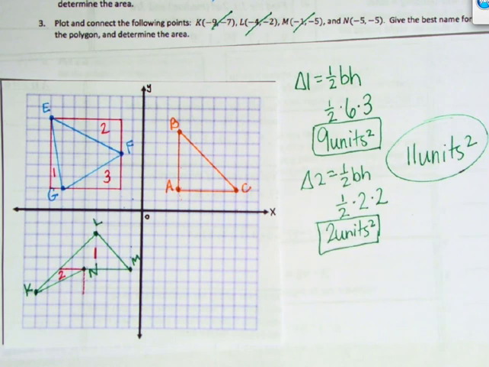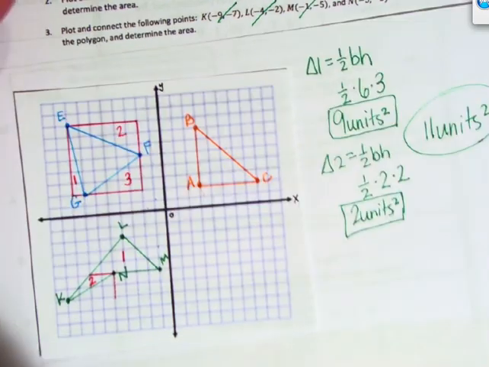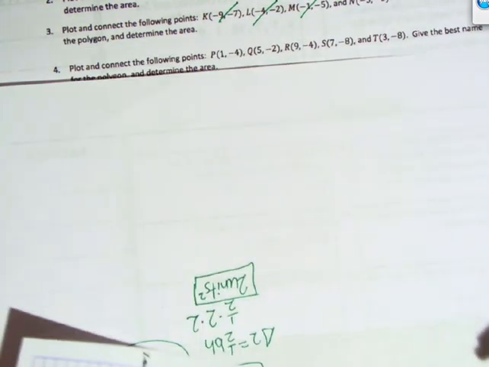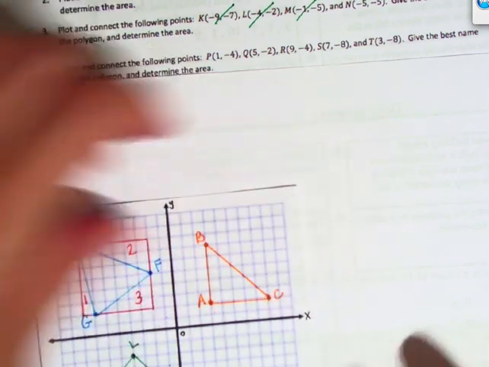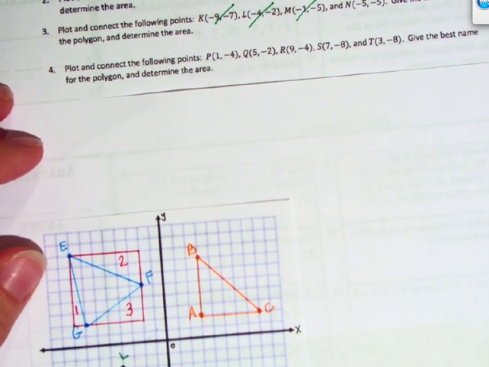All right, that one wasn't as hard as it looked. That kind of looked a little harder than that. All right, let's move on. We have one more for our last problem. I'll go ahead and turn this around so I have some space over here. All right, same idea. Plot the points, name it, and find the area.